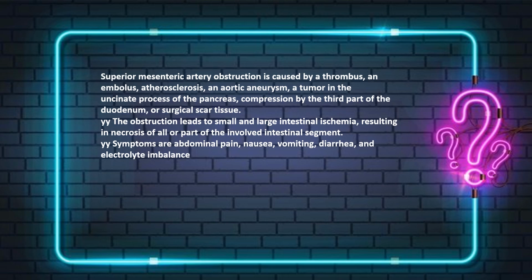Superior mesenteric artery obstruction can be caused by a thrombus or an embolus or atherosclerosis or an aortic aneurysm or a tumor in uncinate process of pancreas, compression by the third part of duodenum, or a surgical scar tissue. This obstruction leads to small and large intestinal ischemia resulting in necrosis of all or part of the involved intestinal segment. The symptoms are abdominal pain, nausea, vomiting, diarrhea, and electrolyte imbalance.